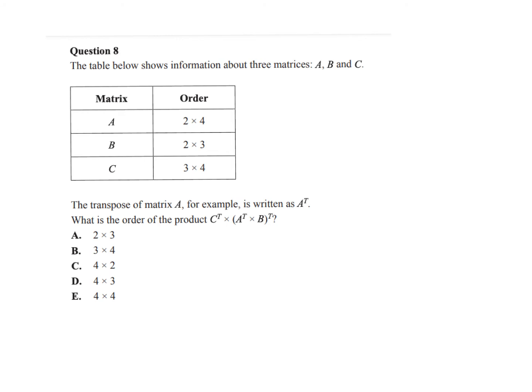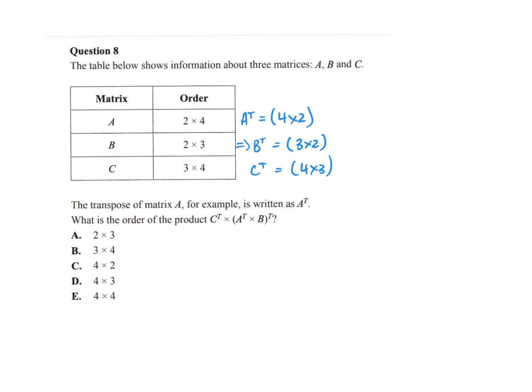So first of all, what I would suggest is we find the order of, say, AT. Now remember, when you transpose a matrix, its columns become its rows. So if I transpose this one, it'd be a 4 by 2. Can you see I'm just flipping them around, aren't I? If I transposed B, it will be a 3 by 2, and if I transpose C, it'll be a 4 by 3.